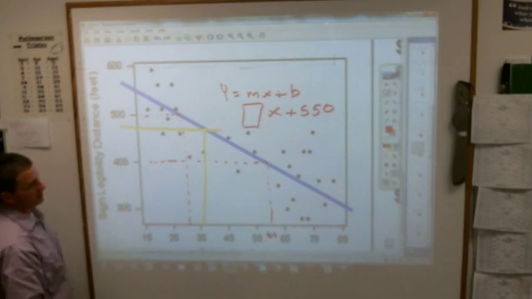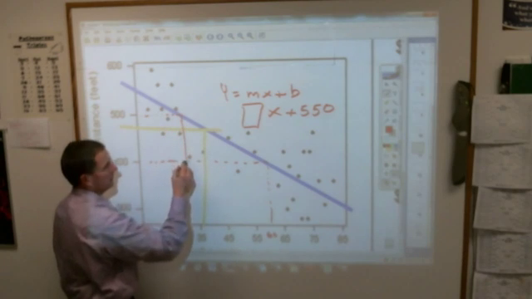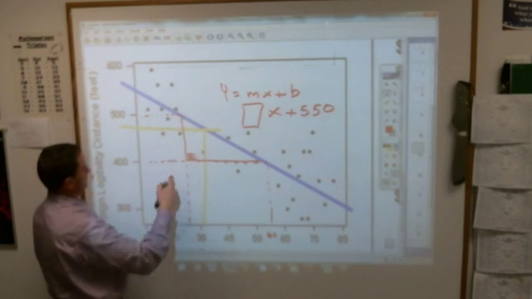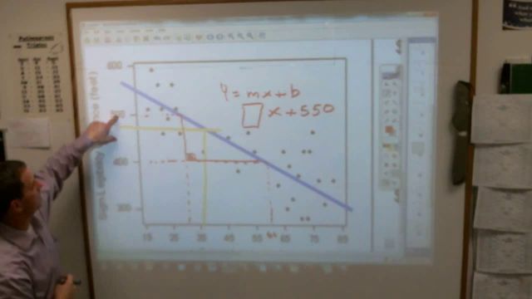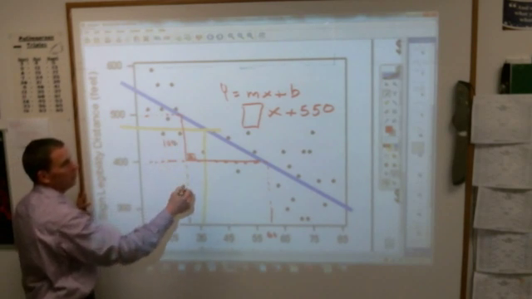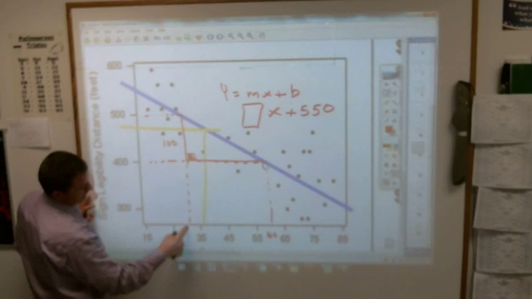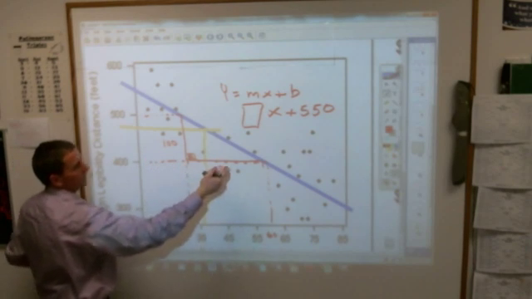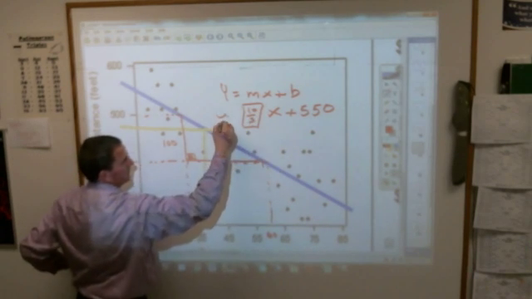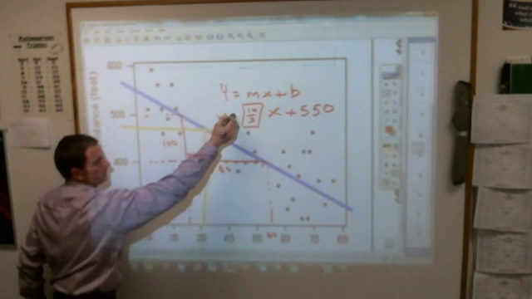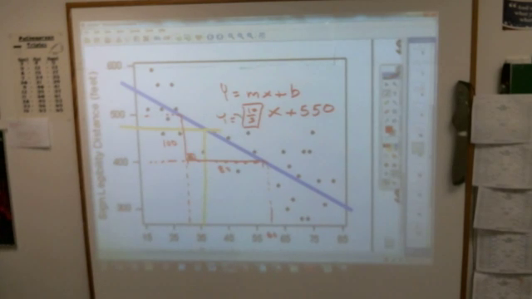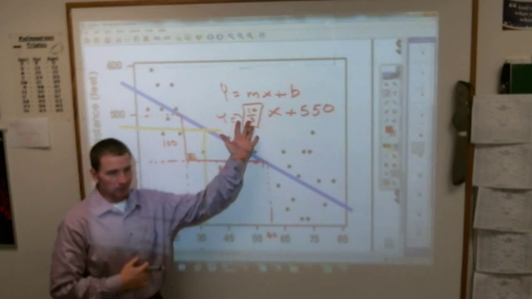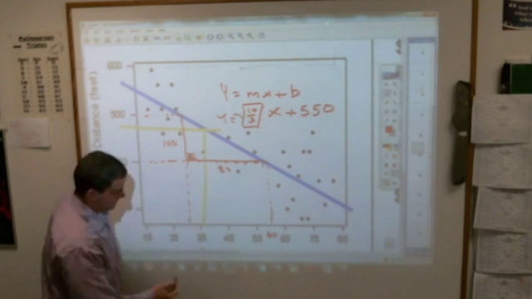If I drew a right triangle between those points, here's my right triangle, what is the slope of that line? How high is it from here to here? From 400 to 500 is 100. How wide is this line from here to here, about 30 to 60, which is 30. So the slope of the line is 100 over 30, or 10 over 3. Y equals negative 10 over 3 x plus 550. Your slope probably will vary a little bit based on how you drew that line. Like I said, it's not an exact science.